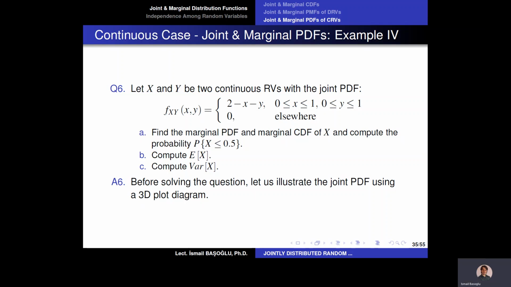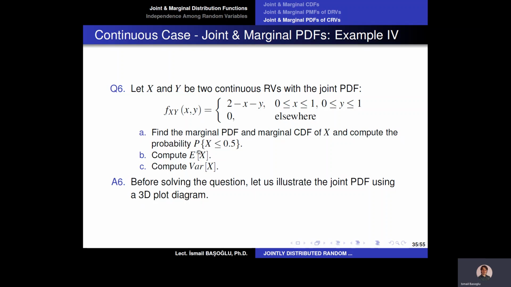So in the first part, it asks us to find the marginal probability density function and the marginal cumulative distribution function of random variable x. And then we can easily use the cumulative distribution function to compute the probability of capital X being less than or equal to 0.5. So basically, if we find the marginal PDF by integrating it as usual, we can compute the marginal CDF, then we can answer the questions.